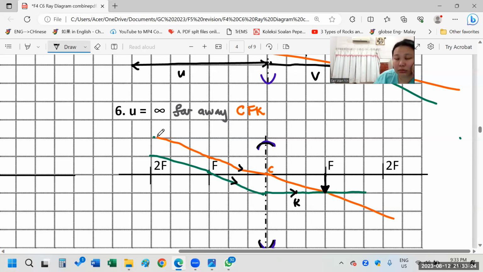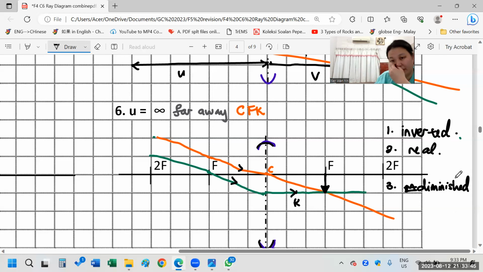Okay, so now this image is obviously inverted. Number one, inverted. Since it's inverted, it's real. Then the size should diminish, because the object from infinity is very far, so the image will be smaller.